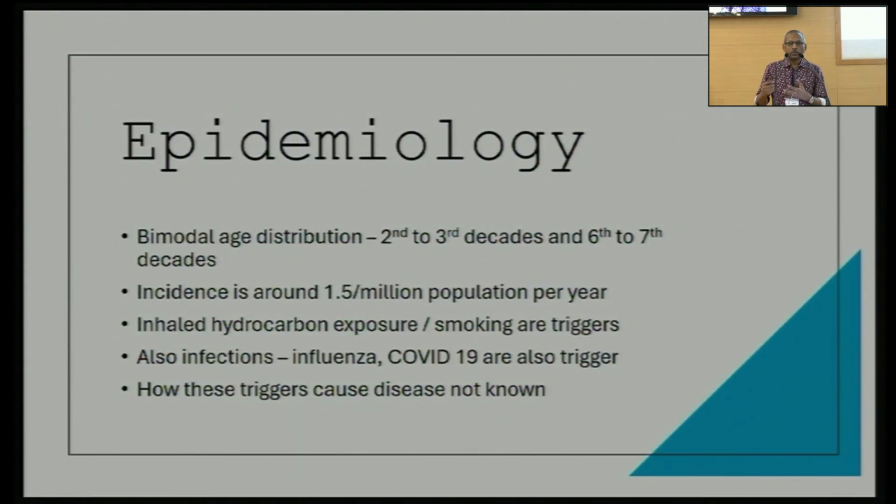So having talked about pathogenesis, a little bit about epidemiology. We know that there is a bimodal distribution in the second and third decade as well as the sixth and seventh decade, but incidence is very rare. So fortunately, it's very rare because it's a very severe disease. We don't want to see more of it. So it's about 1.5 per million population. In fact, look at rare disease.